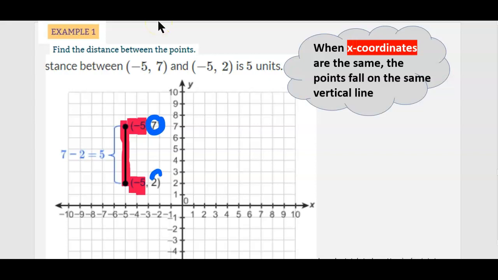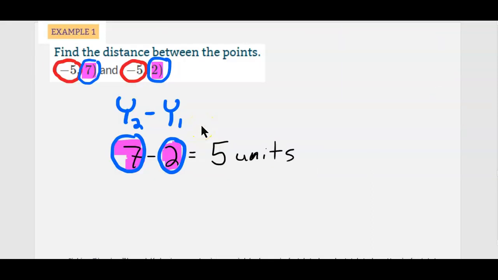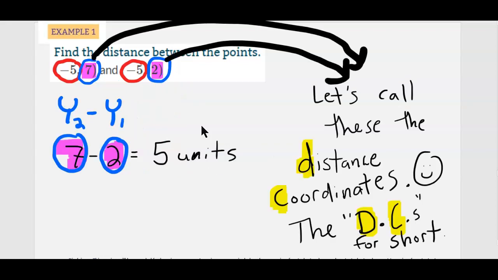Take the y minus the y. 7 minus 2 is 5. Is there 5? 1, 2, 3, 4, 5. There it is. So just take the y2, which is the bigger y, in this case 7, and the y1, we'll call it 2. 7 minus 2 is 5.